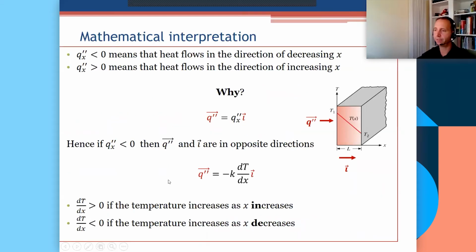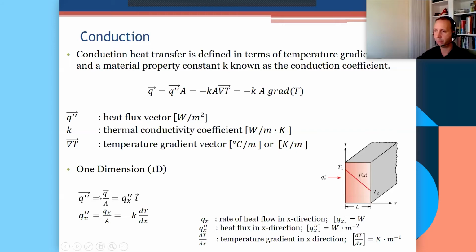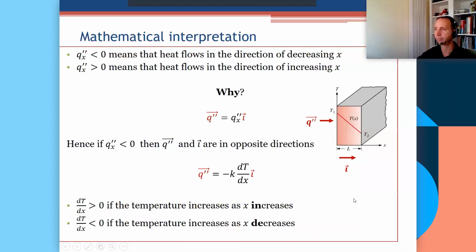If Q double dash is negative, let's go back to the previous slides, it means this vector is in the opposite direction to the vector i. i points in the same direction as increasing x. Therefore, if this is negative, heat flows in this direction. If Q double dash is positive, heat flows in the same direction as i, that is to the right. That's what we have here. Okay, so Q double dash to the left, or to the decreasing x, you understand that arrow, meaning this is the direction of increasing x. So if Q double dash is negative, it goes in the opposite direction, and that's what I just mentioned.